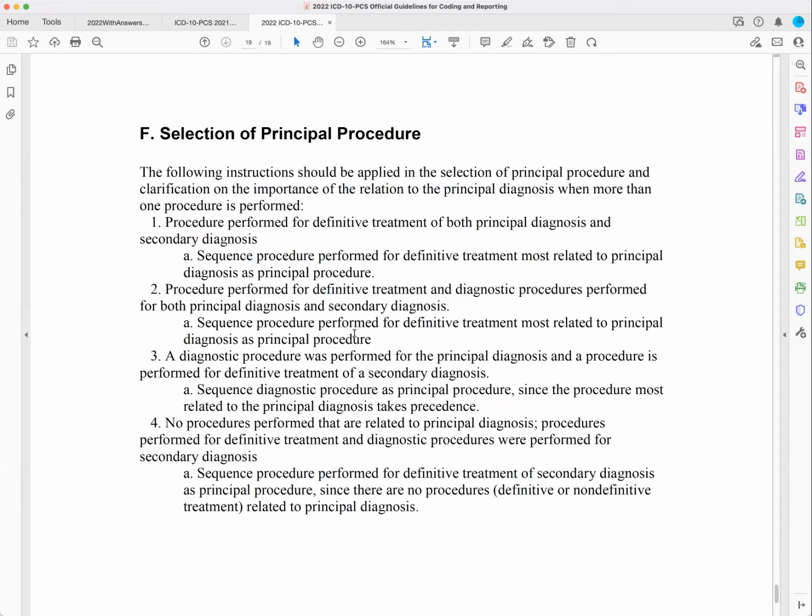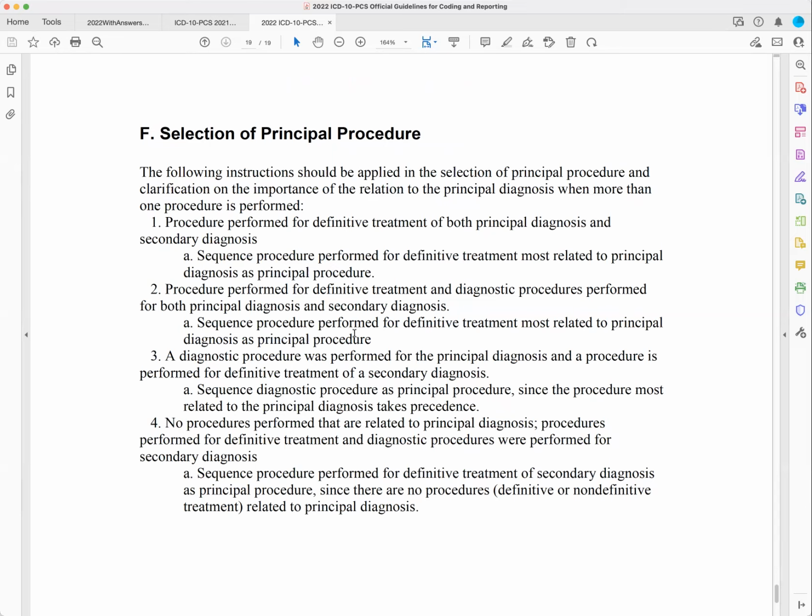If you have both definitive treatment and diagnostic procedures, well, the definitive treatment goes first. If you have a diagnostic procedure for the principal and definitive treatment for a secondary, the diagnostic procedure is your principal, since it's most related to that principal diagnosis. So keep in mind your principal diagnosis, and things that are related to that always come first. First definitive, then diagnostic. And only if you don't have procedures that are related to that principal diagnosis would your other ones get sequenced first.